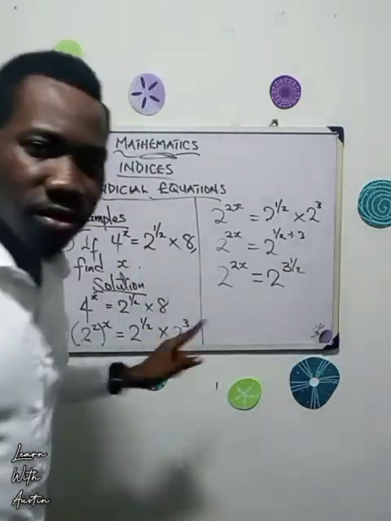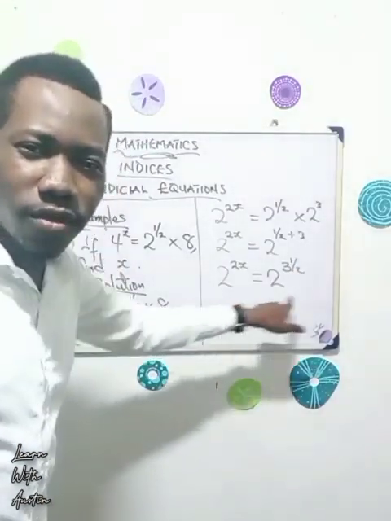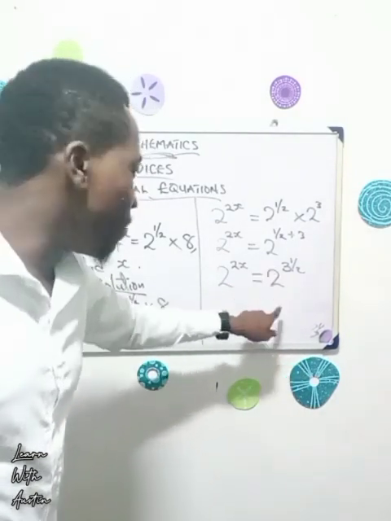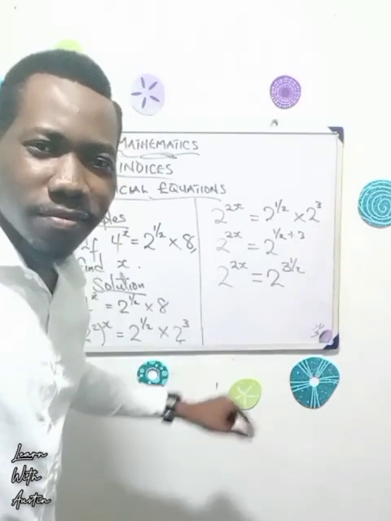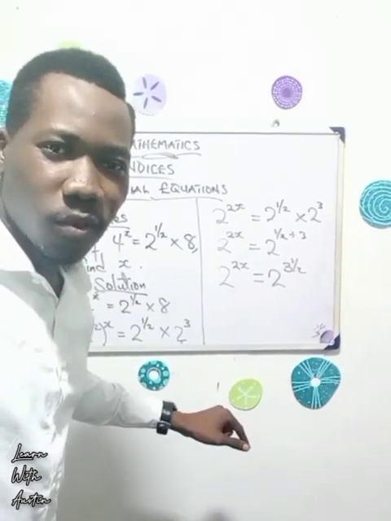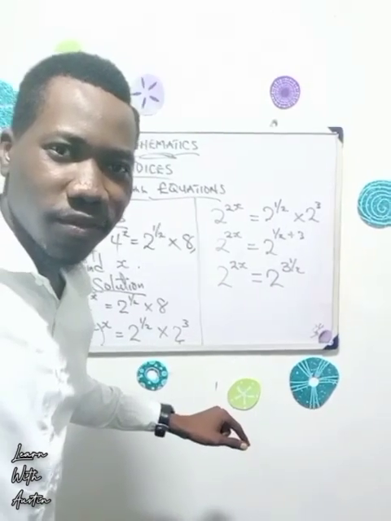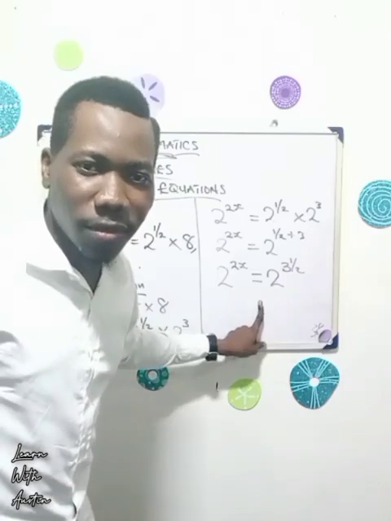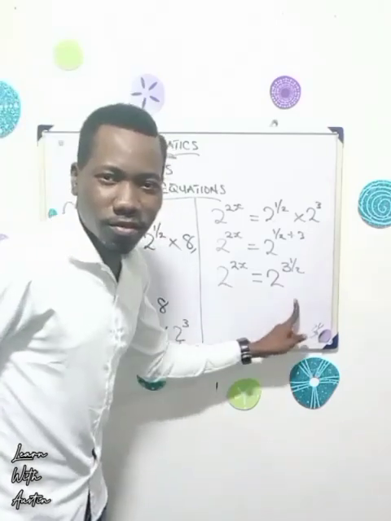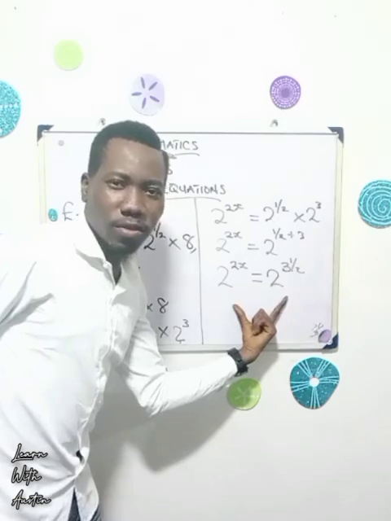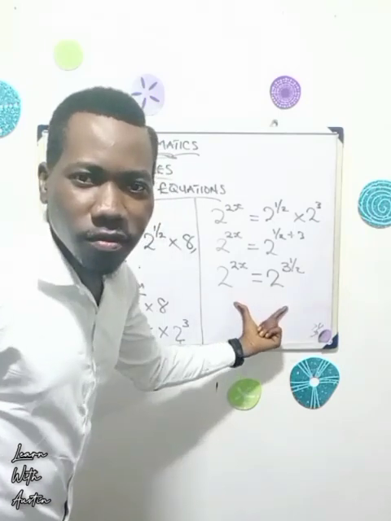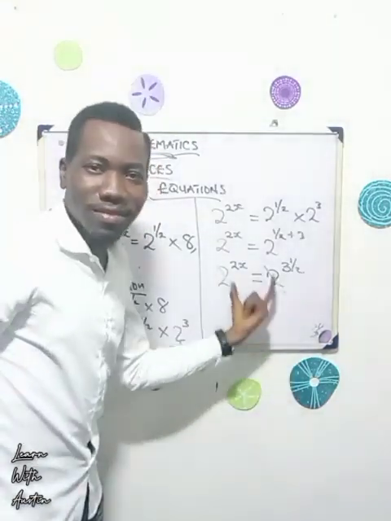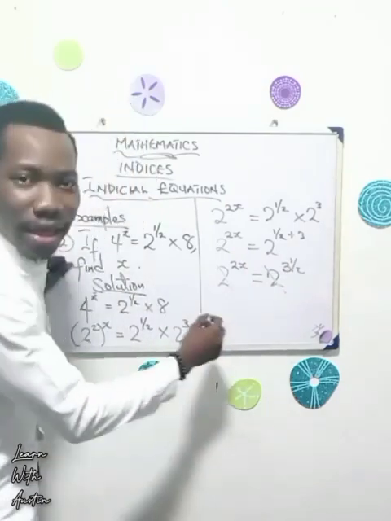Now what are we going to do next? From the number 1 example, now we have this. What's the next thing we are going to do? We equate the power, exactly. We are going to drop the bases, just like we did in the first example. Yes, we equate the powers.